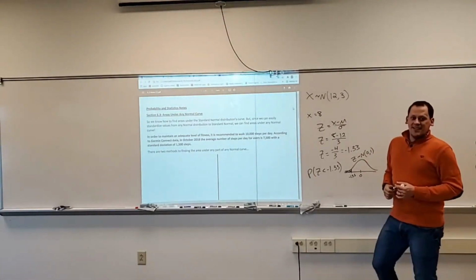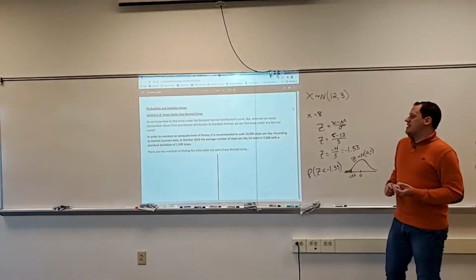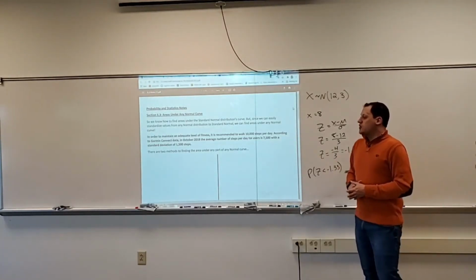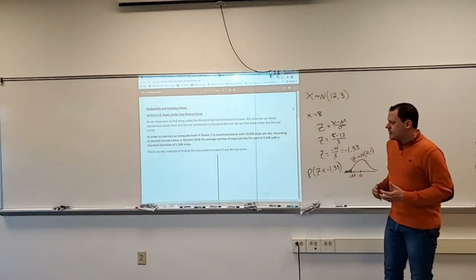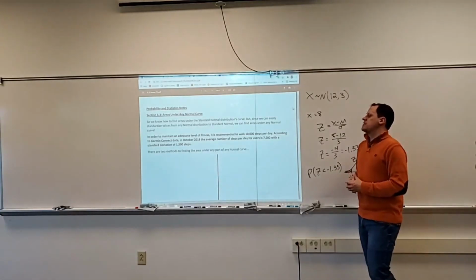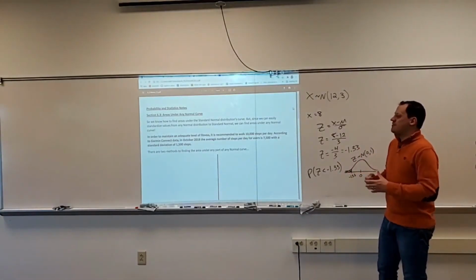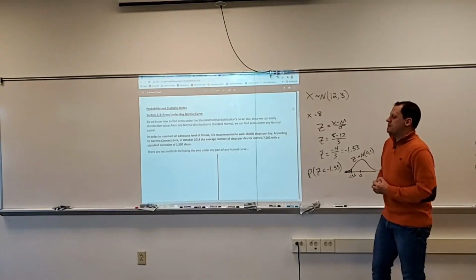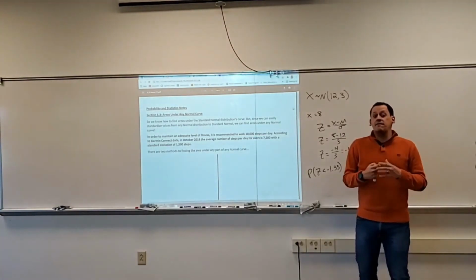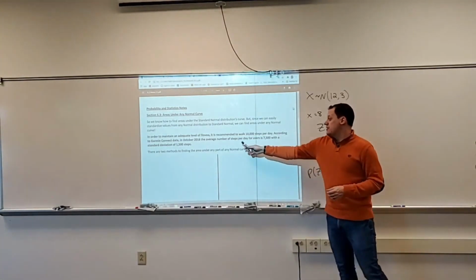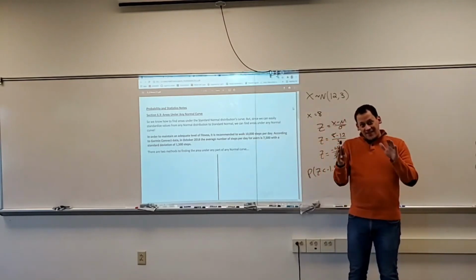In order to maintain an adequate level of fitness, it's recommended to walk 10,000 steps per day. According to Garmin Connect data, in October 2018, the average number of steps per day for users is 7,500, with a standard deviation of 1,500 steps. And in fact, the distribution of steps per day is normal in shape.